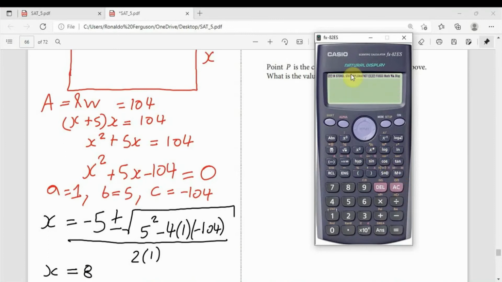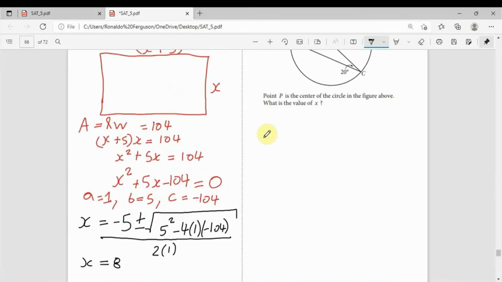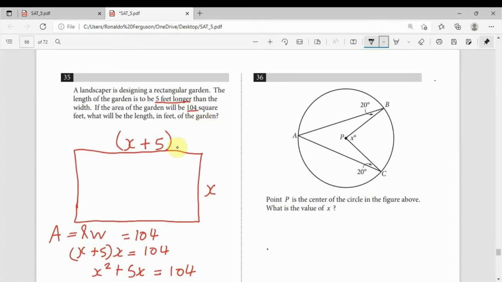x equal 8. Good. Guys, when you get x equal 8, you don't finish, because remember what the question asks for. The question asks for what will be the length. The width is 8. x is just the width. So the width is 8. So the length is 8 plus the 5. So in that case, you'd have to tell them the length is 13. That's the length, 13.